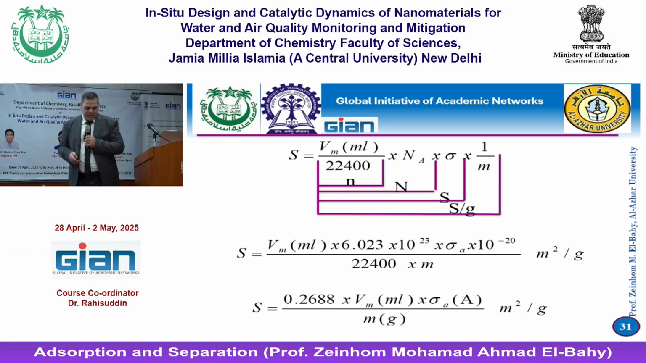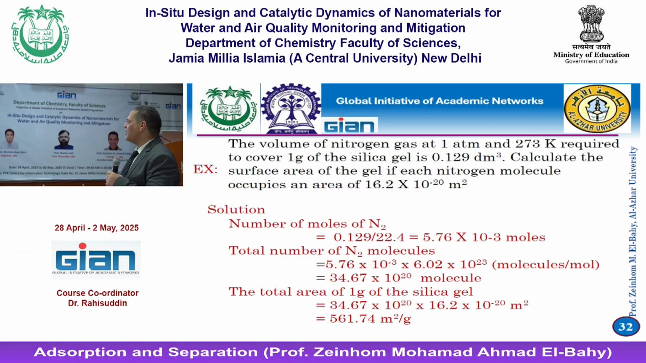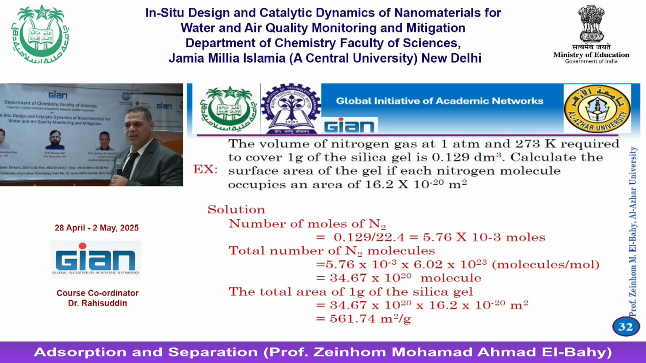And this is a simple example as well. Please read it. The volume of nitrogen gas at 1 atmosphere and 273 K required to cover 1 gram of the silica gel is 0.129 decimeter cube. Do you know what a decimeter cube is?